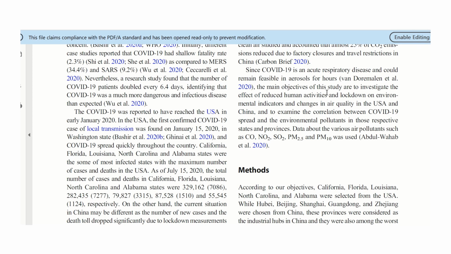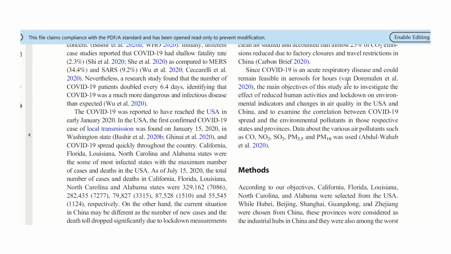So the question could be, how did the lockdown affect the air quality in the United States and China? That is it. How did COVID-19 lockdown affect the air quality in the United States and China? And the hypothesis, you can take your stance.